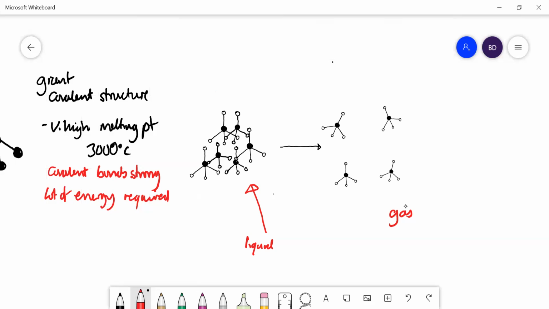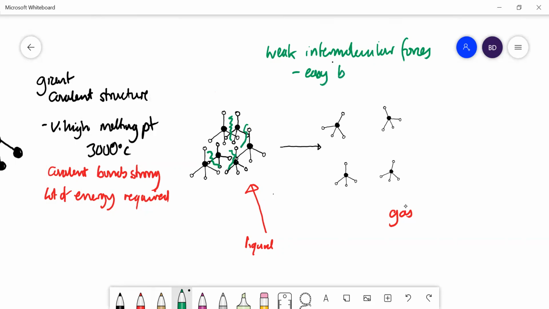The only thing that you have to break are something called weak intermolecular forces. So weak intermolecular forces are just weak attractions between one methane molecule and another, sort of drawing them in green there. And they don't require much energy at all to break. They're really easy to break. And that means methane has got a very low boiling point.